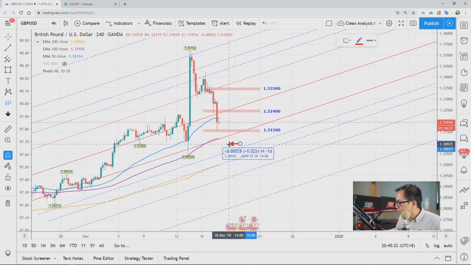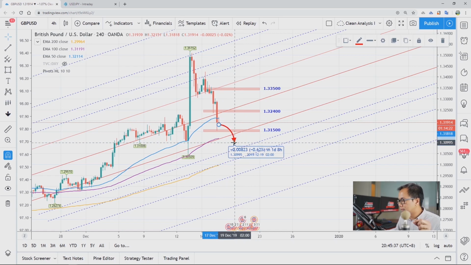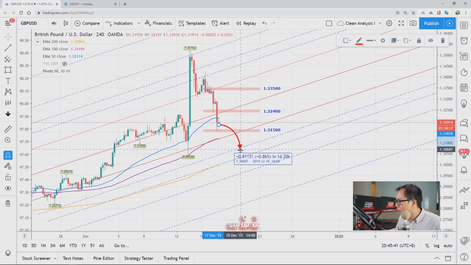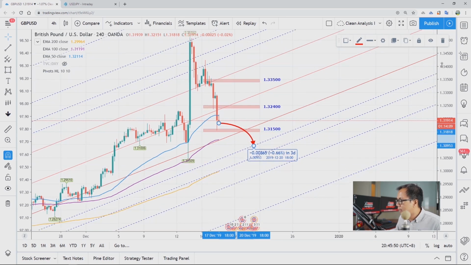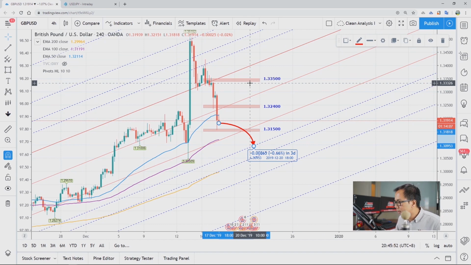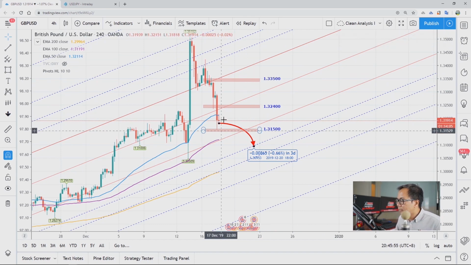So if it breaks below this channel, this support, most probably it will go lower to the retracement level. Of course, this is the level that we have to be cautious about, and it still hasn't broken the second support level.